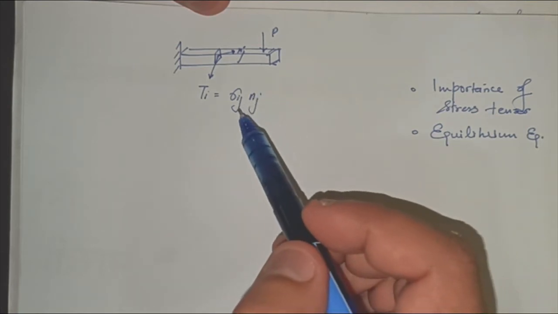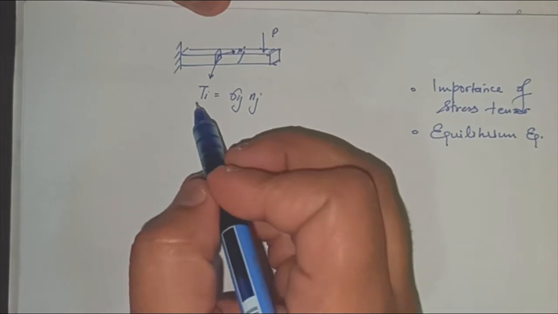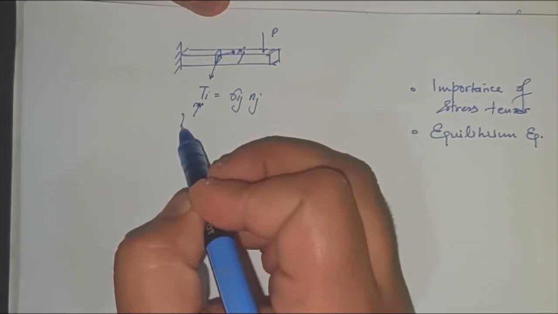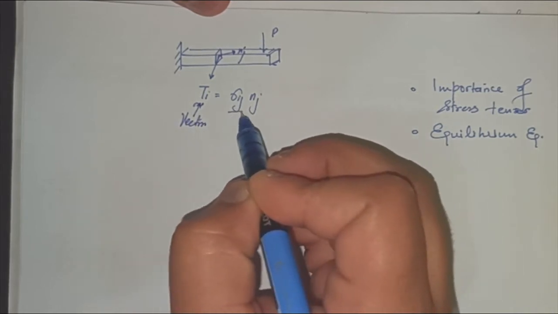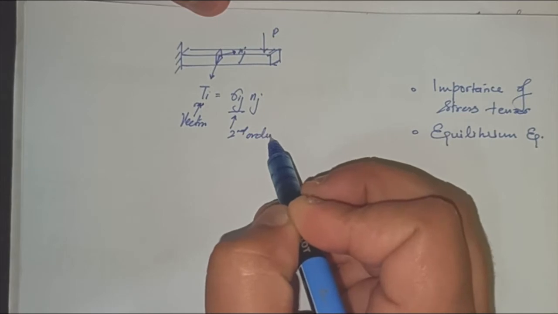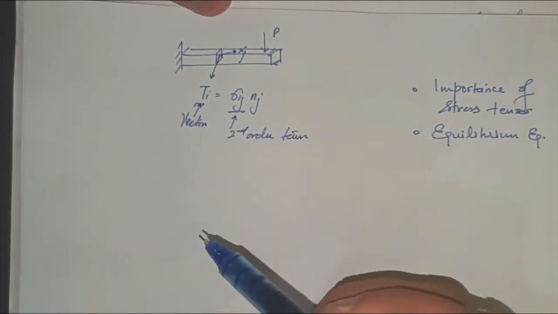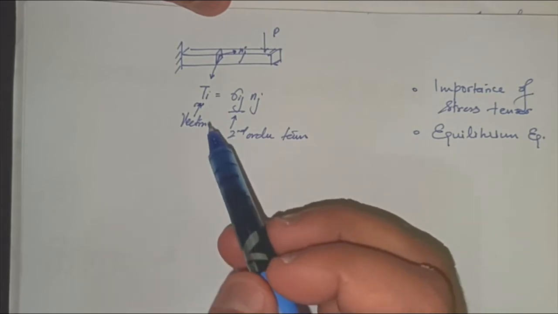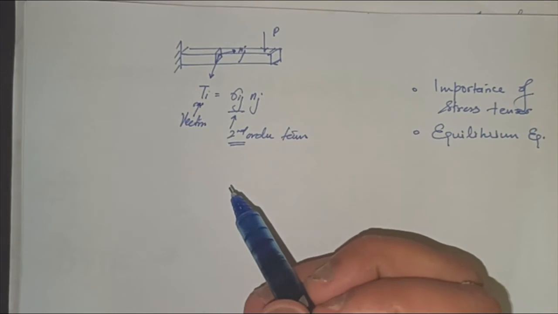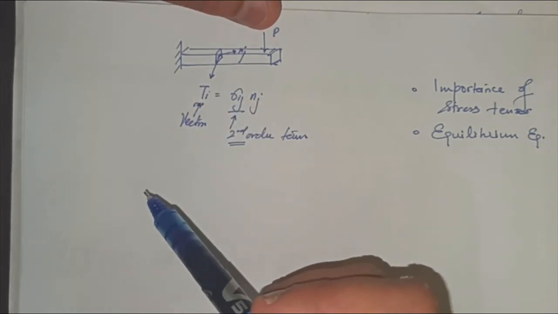Now it's important to review that these are the vectors and these are the second order tensors. I would like to convince you that what is required on this plane is the second order tensor rather than the vector as a whole.